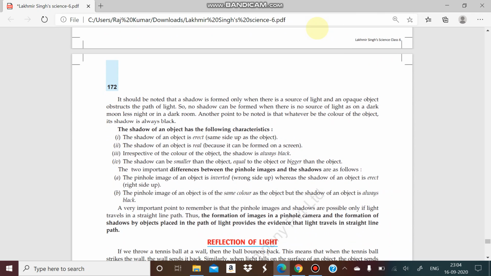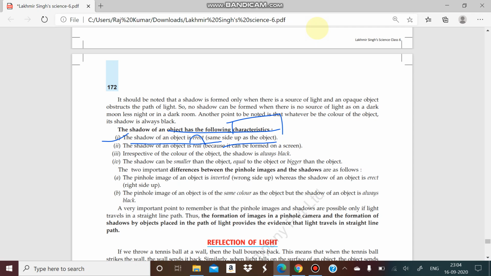So we will discuss here that the shadow of an object has the following characteristics. And what are the characteristics of the image of the shadow? The shadow of an object is erect. The meaning of erect is the same side up as the object.